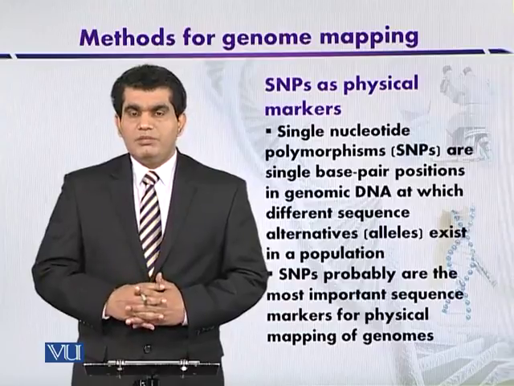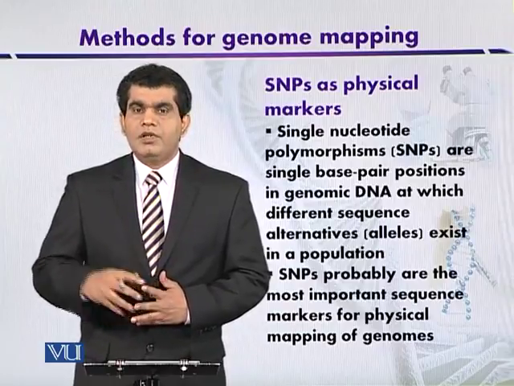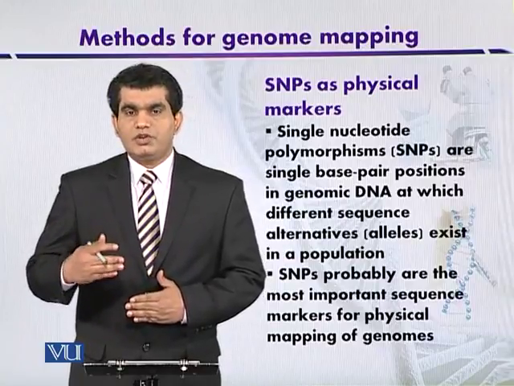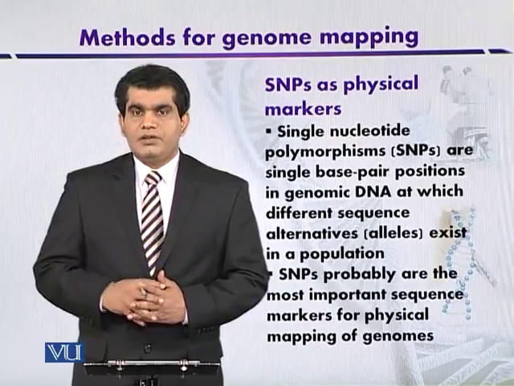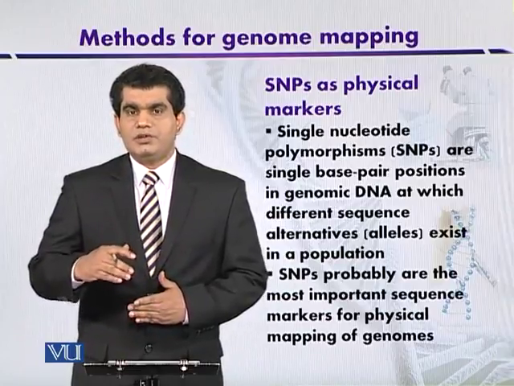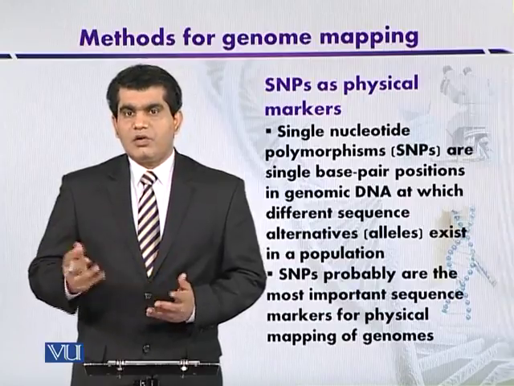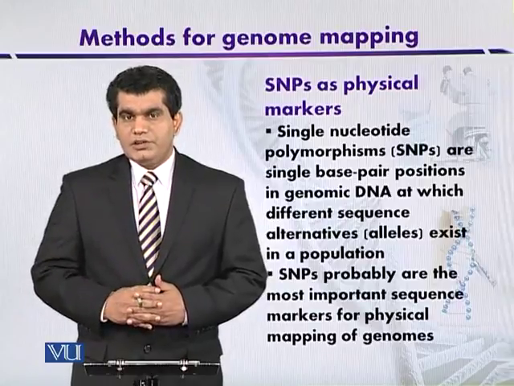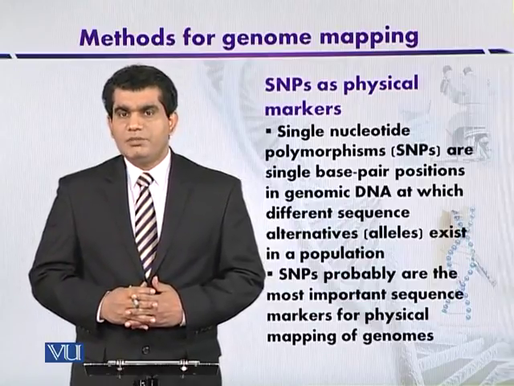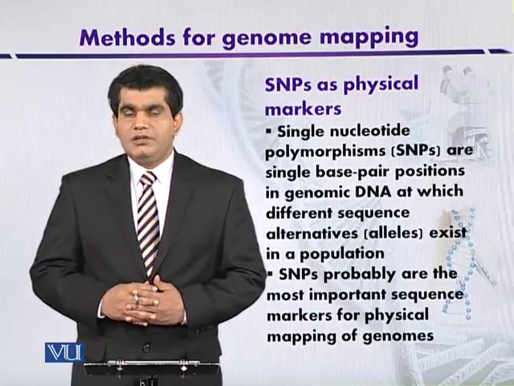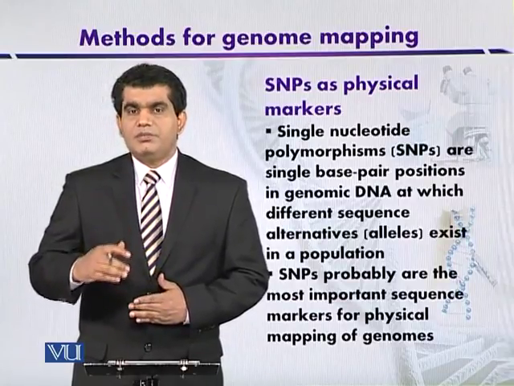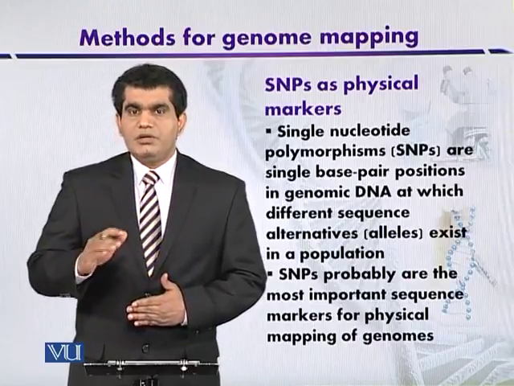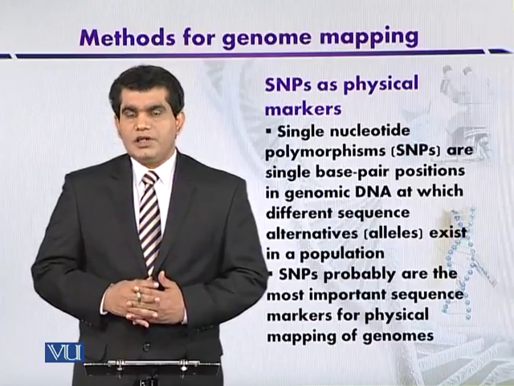Now, in routine life, organisms may be exposed to different environmental factors or chemical mutagens that may introduce base pair changes that are commonly called mutations. In order to differentiate such rare mutations from SNPs, it has been suggested that the allele frequency must be 1% or higher, so that it can be differentiated from rare mutations.